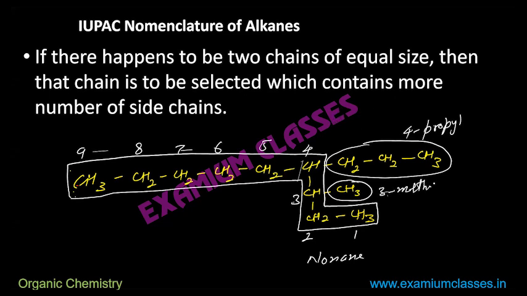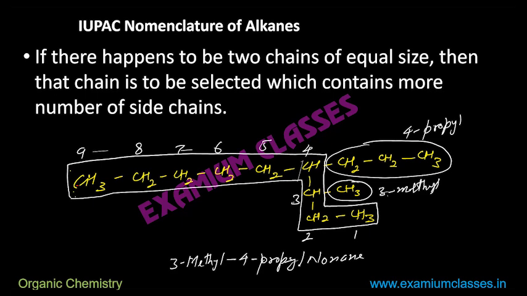Alphabetically, M comes before P in dictionary. So it means 3-methyl will be written first, and that M will be capital, the first one. And after that hyphen, 4 hyphen propyl nonene. This will be the correct answer, not the one if you choose the horizontal one as main chain.